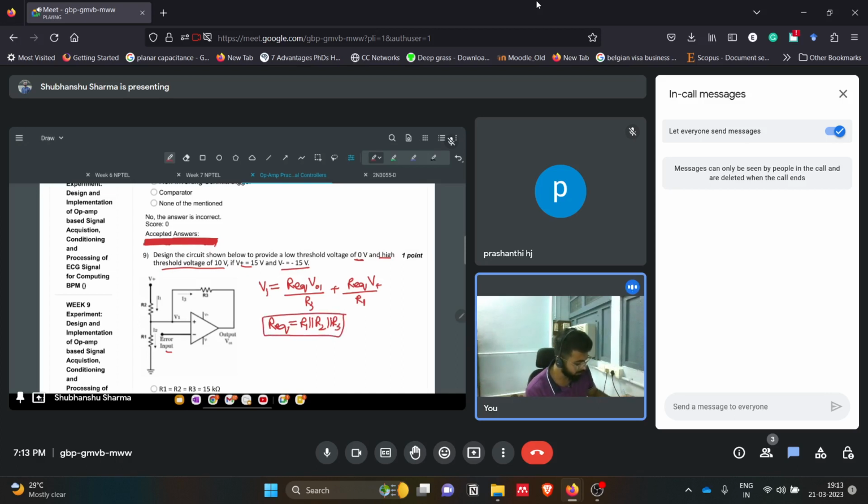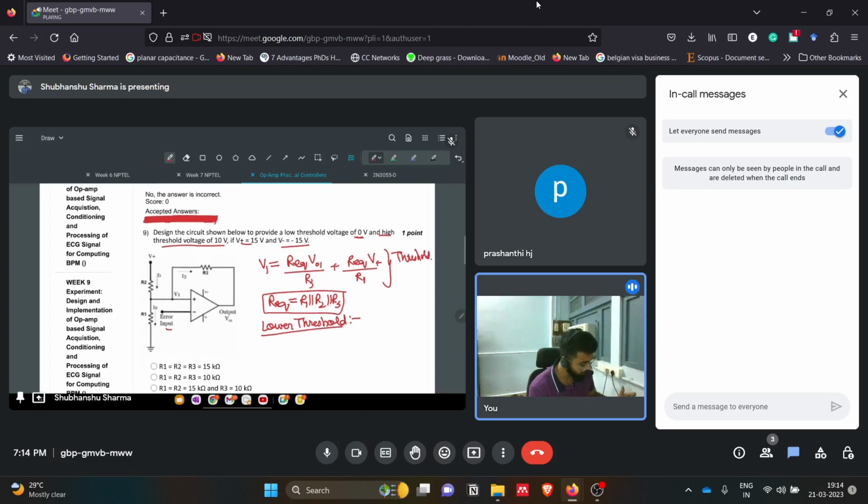Now they have said, so this is the threshold. If you talk about the lower threshold, then V1 they have mentioned as 0 volts. So 0 volts equals R equivalent V naught 1 by R3 plus R equivalent V plus by R. This V naught will be minus 15 volts because we are talking about the lower threshold.